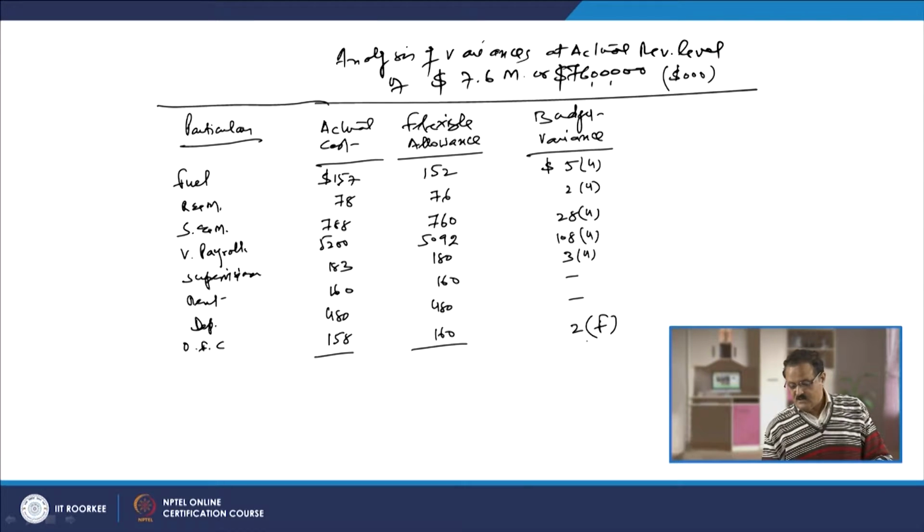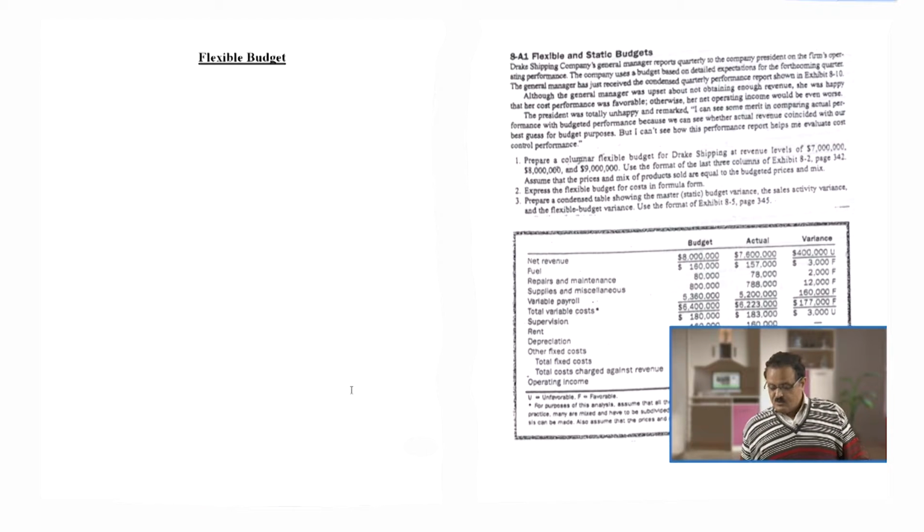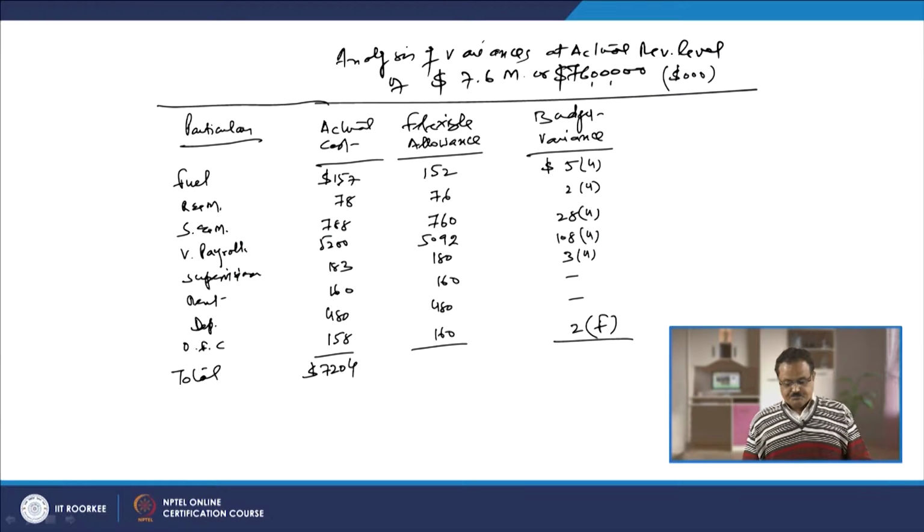Now, we calculate the total cost here. Total is how much? Actual total cost is 7204, that is 72,04,000, and the budgeted was expected to be $7,060,000, and there is a variance of how much? If you total it up, this works out as 5, 7, then 35, and 18 is 143, 146, and minus 2, 144. So, this is the same 144, which we found out in the previous statement.